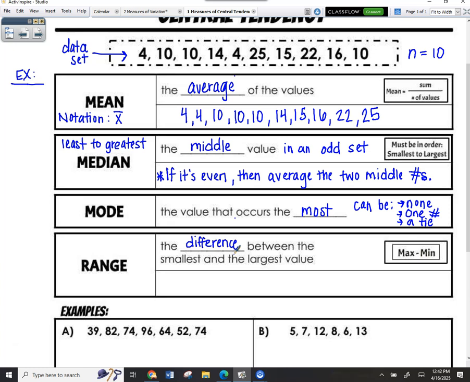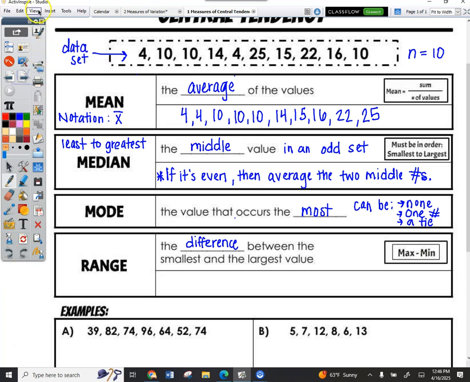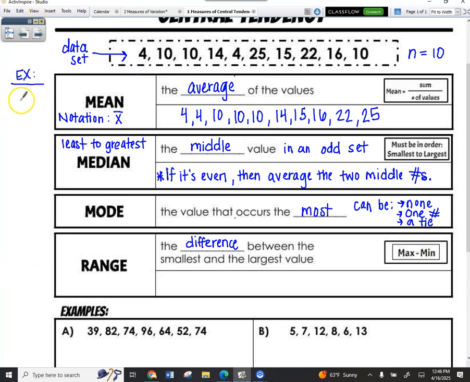Find the mean, the median, the mode, and the range. Okay, what did you get for the average? 13. I said 13, so this is X bar. If you'll add the little X bar in front of it, because I need you to start training yourself to recognize that.